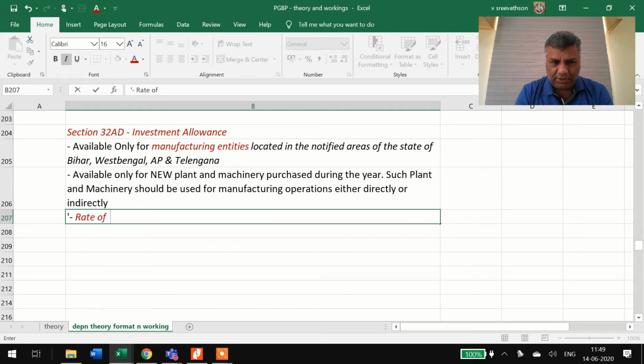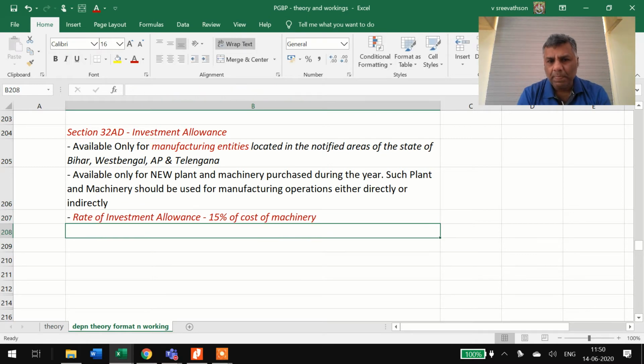Rate of depreciation, sorry, rate of investment allowance: 15% of cost of machinery. Rate of investment allowance is 15% of cost of machinery.